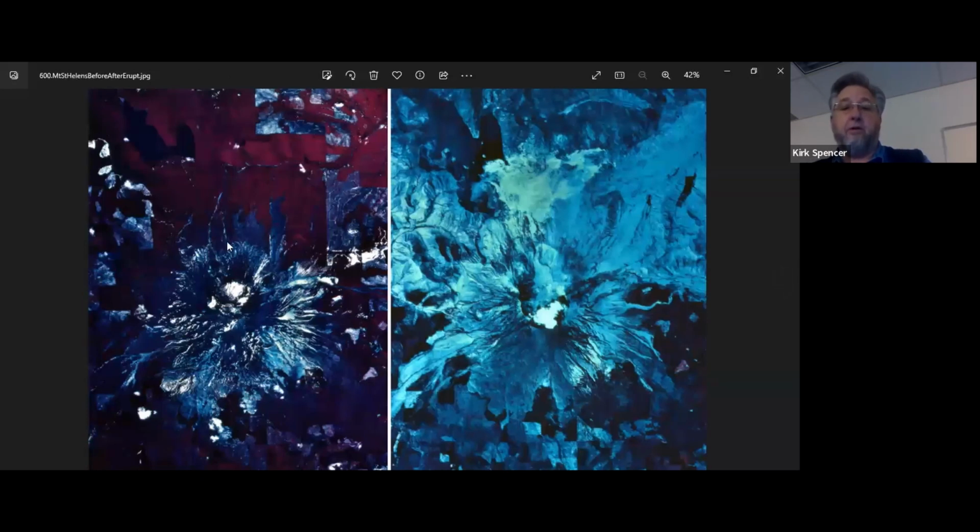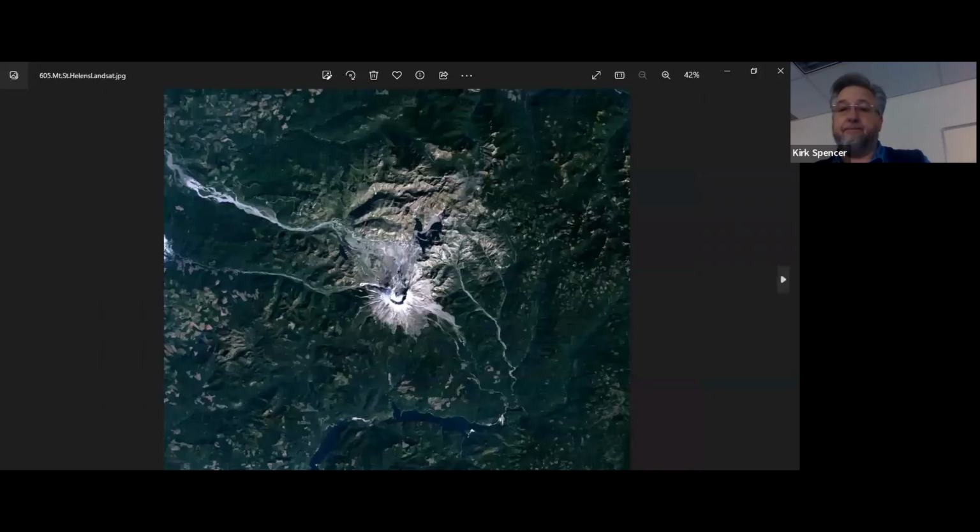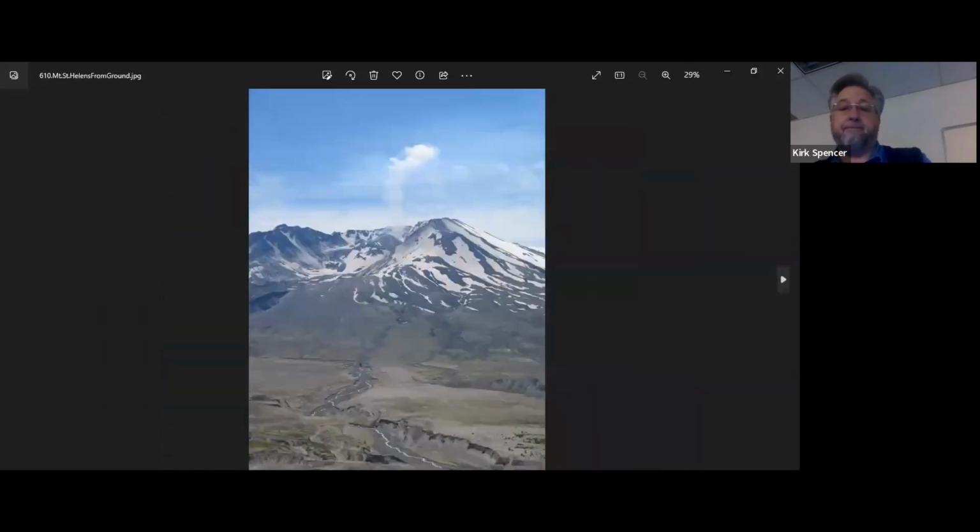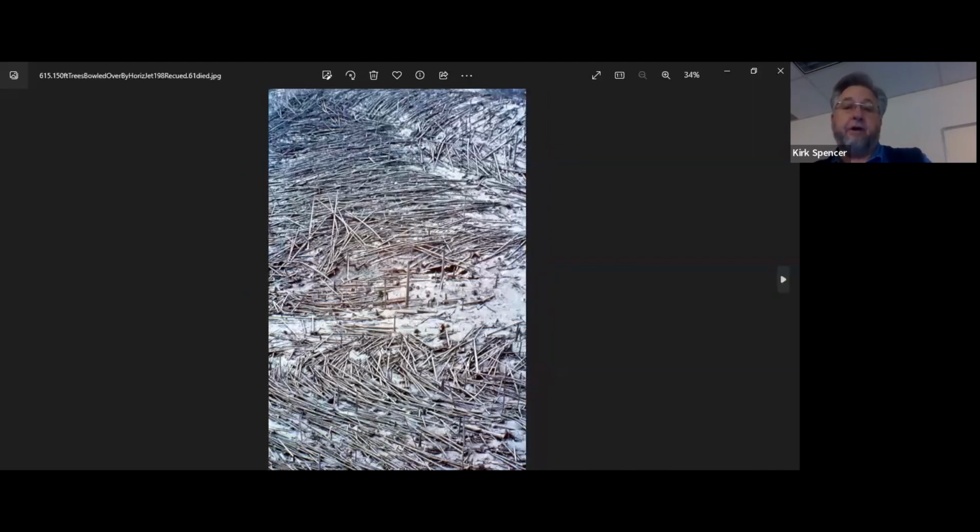This is before. The red there represents the forest. It's infrared. See Spirit Lake. This is after. The area is recovering now. Plants are beginning to grow in the area, trees beginning to grow.